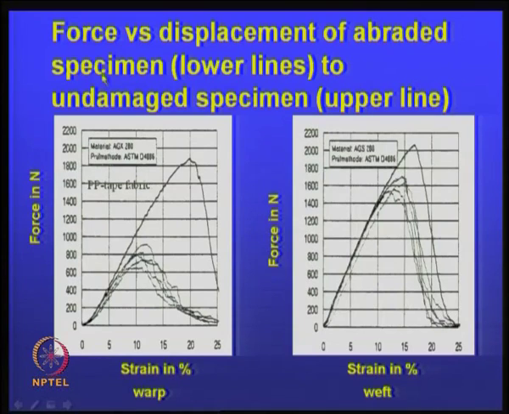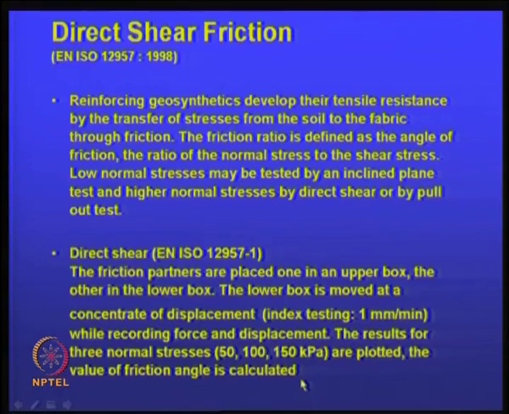So they also get the force versus displacement of an abraded specimen compared to an undamaged specimen. This is the undamaged one, and these are all damaged ones. So they try to measure. Depending on the type of material, you can find out its properties, like its tensile strength. There are two directions in a geotextile, the warp direction and the weft direction, which is standard textile engineering terminology.